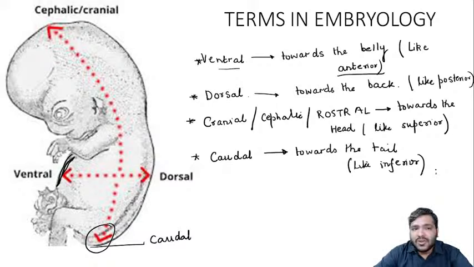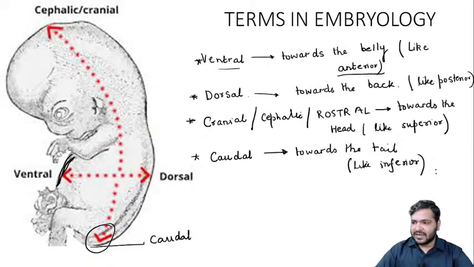So the terms in embryology, you should be well aware of: ventral. Ventral basically means simply the front part, the belly part. Apart from that, the dorsal, that is the back surface of the body. Cranial, the head part, above, like superior. Caudal, inferior, that is towards the tail. I hope the terms in embryology are clear as of now. The ventral, sometimes we use it in the normal anatomical position also, for adult people also.